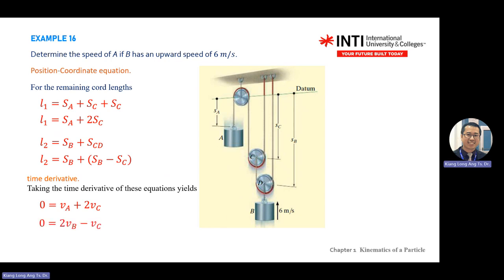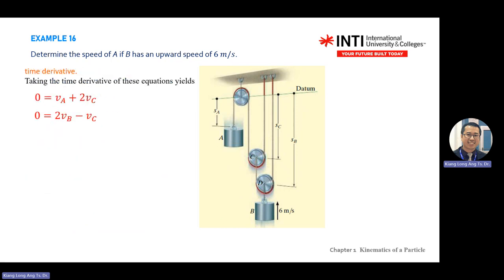Okay, second equation from here. So here, if you bracket, then SB plus SB, you have 2SB mathematically. So we have 2SB minus SC. So you time differentiate second one, you get zero because total length number two also doesn't change over time. So that's 2VB minus VC. We have two more new equations. So equation one, equation two, equation three, equation four.